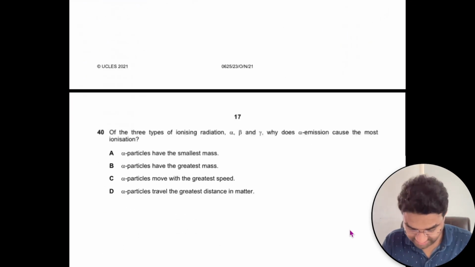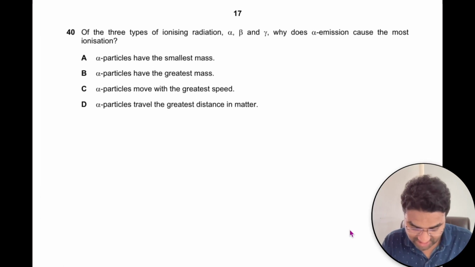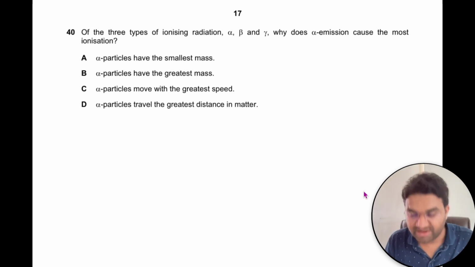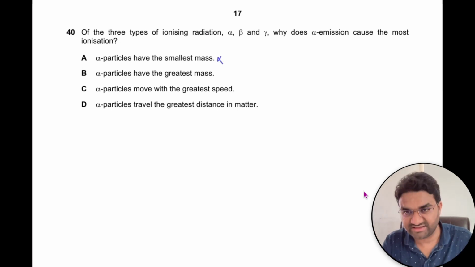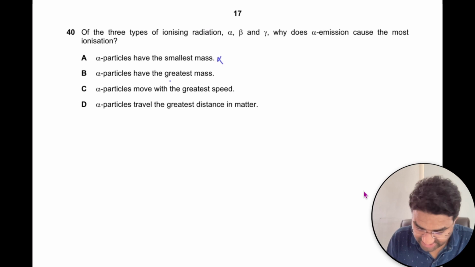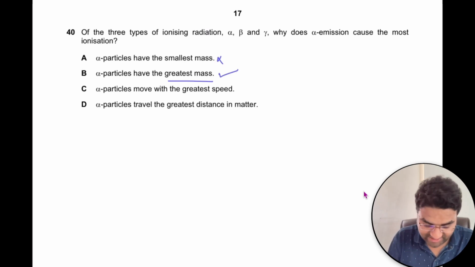All right. Then the next one, the last question. Of these 3 types of ionizing radiation, alpha, beta, gamma, why does alpha emission cause the most ionization? Alpha particles are massive, fine. They are not as small in mass. This doesn't make sense, okay? Then the next one, greatest mass. Yes, this one is correct, so B is correct.